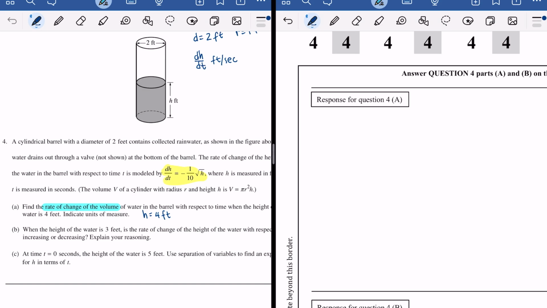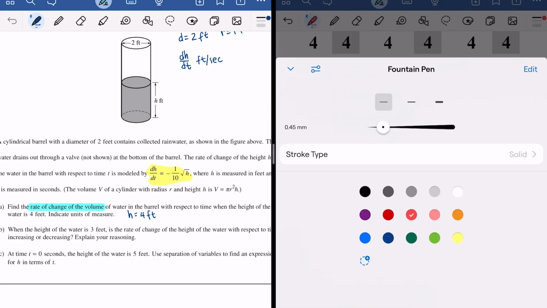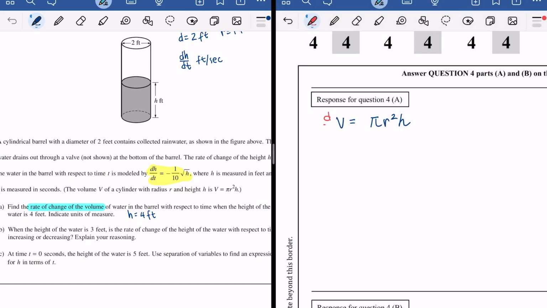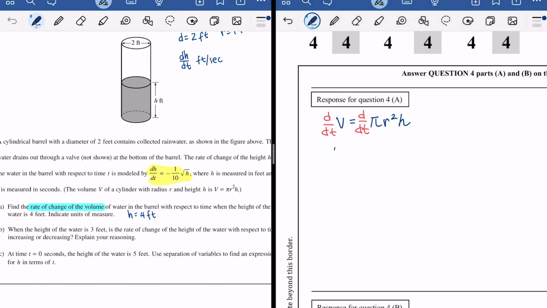In part A, we are looking for the rate of change of volume with respect to time, and it is giving us the volume equation. This reminds me to do the implicit differentiation with related rates, which means taking the derivative with respect to time on the left-hand side and on the right-hand side. The left-hand side will become dV/dt, which is exactly what we're looking for, the rate of change of volume with respect to time.